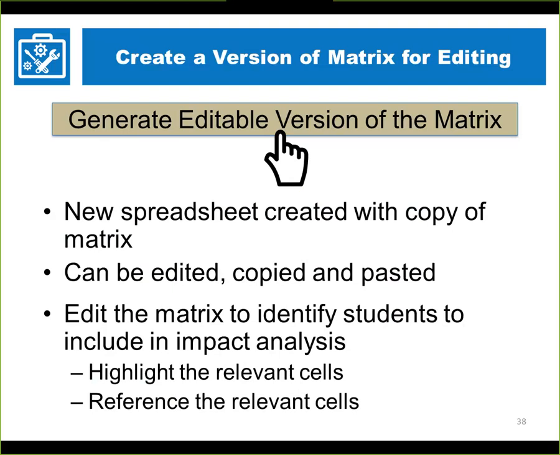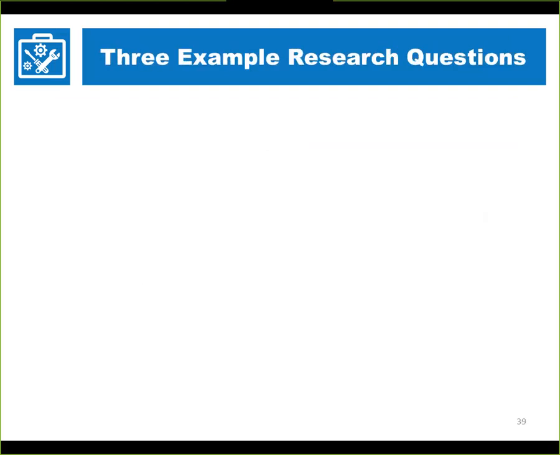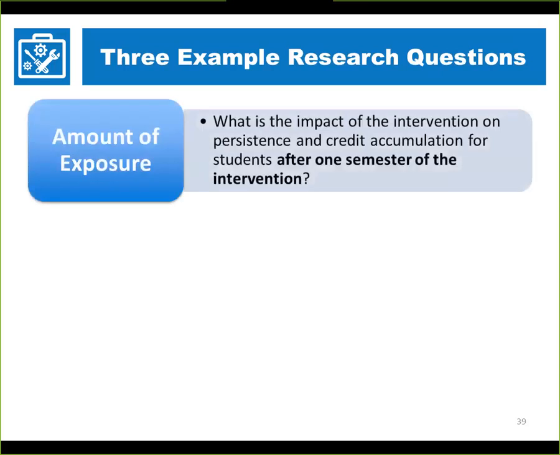Okay. We're going to go over examples for how to use the matrix to identify the student sample for 3 different research questions focused on amount of exposure, grade level, or time point relative to the intervention. So for amount of exposure, we can consider the research question, what is the impact of the intervention on persistence and credit accumulation for students after 1 semester of the intervention, 1 semester of exposure?